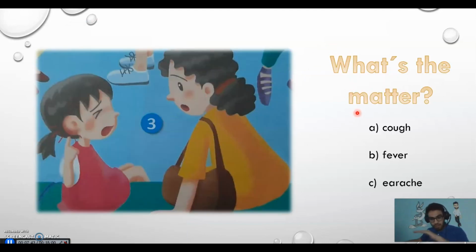Same question. What's the matter? Look at this girl. And tell me, what's the matter? Does she have a cough? Does she have fever? Does she have an earache? What's the matter with this girl? Underline the answer.